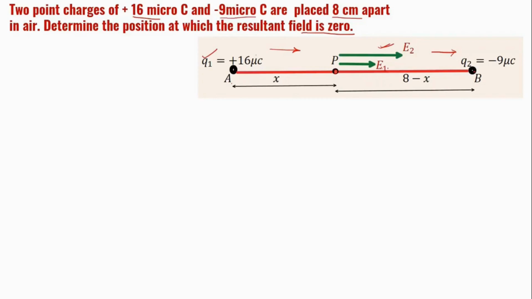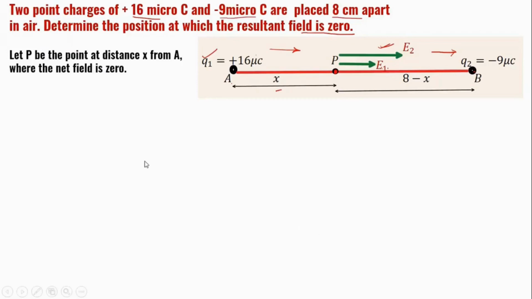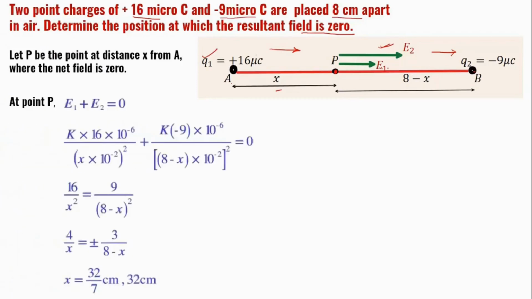Now further, let us assume that the point P is at a distance of x centimeter from the point A. So the remaining distance between P and Q2 will become 8 minus x. Now we want to find it magnitude-wise. If P is the point where the net field is 0, then at the point P we have E1 plus E2 equals 0. Why? Because E1 and E2 are pointing in the same direction, so when they add up, only then will they give us the net electric field as 0.